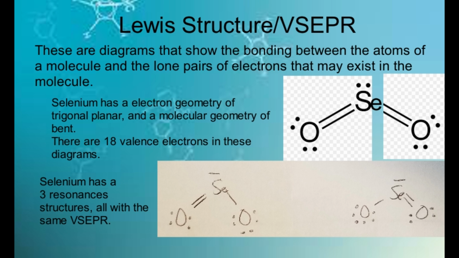The Lewis structure and VSEPR diagrams show the bonding between the atoms of a molecule and the lone pairs of electrons that may exist in the molecule. Selenium has an electron geometry of trigonal planar and a molecular geometry of bent. These diagrams show the 18 valence electrons that the selenium dioxide molecule has. Because of selenium dioxide's shape, it has 3 resonance structures.